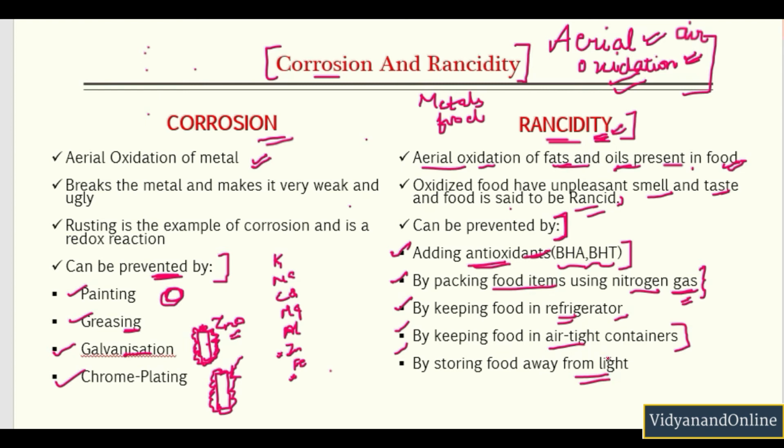Now we have covered this topic, corrosion and rancidity, and the good news for you, this was the very last topic of this chapter. So you have completed this chapter. Congratulations for completing this chapter, chemical reactions and equations. So now let us go for the takeaway point.